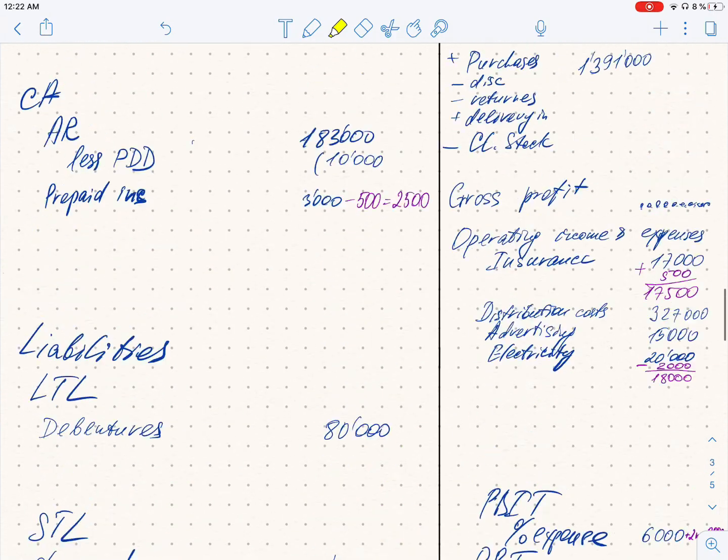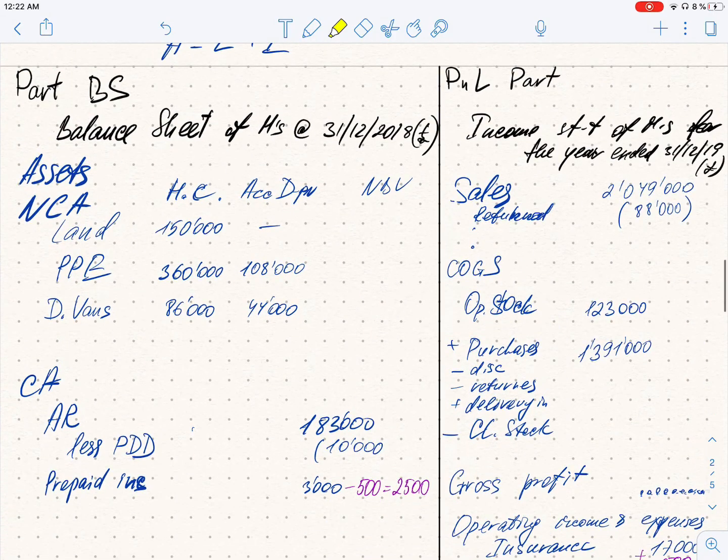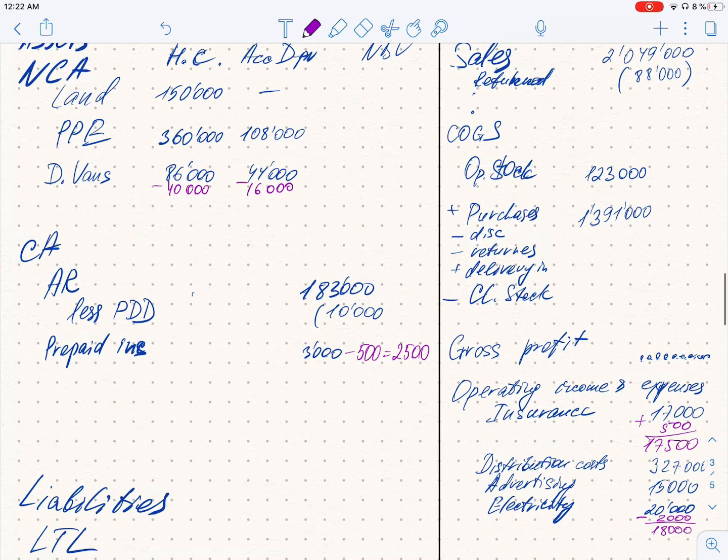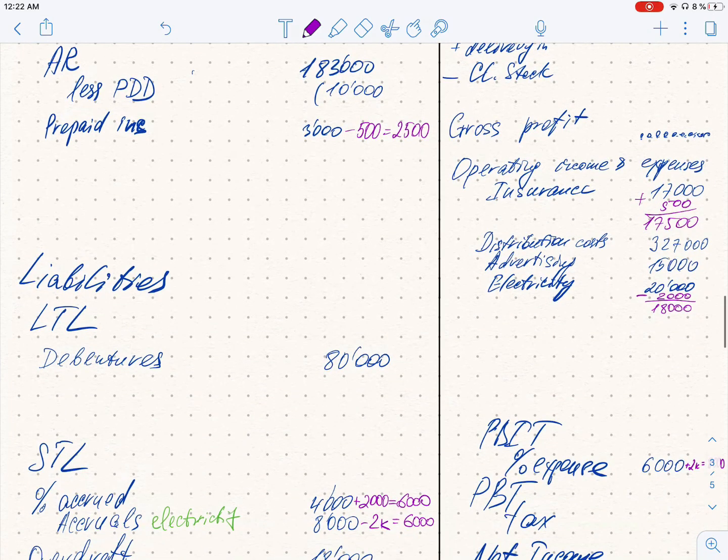So we have to go back to our balance sheet and adjust the delivery van amount, the historic cost, by 40,000, which was sold. We have to adjust accumulated depreciation by 16,000, which was sold. And we have to add a special line in the operating income and expenses section of the profit and loss statement, which reads loss on disposal, 4,000.